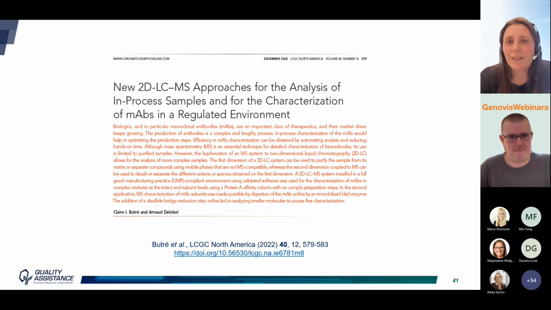This was described in an article in LCGC in December 2022. So if you are interested in more details, what I just showed now is described there on the 2D LCMS.